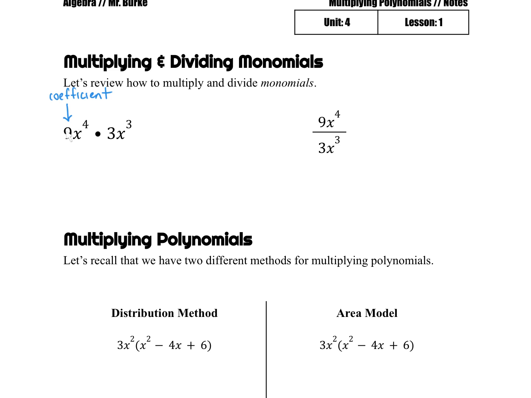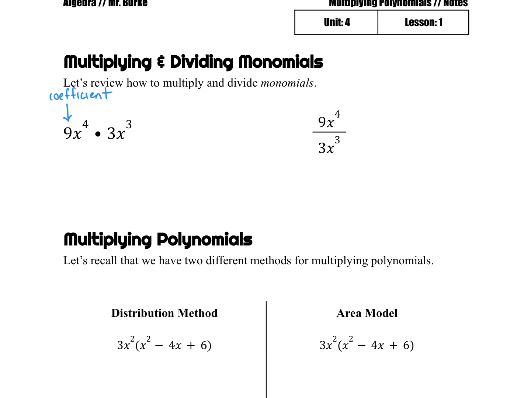So in this case, we're multiplying two monomials together. These are monomials because they are one term, as opposed to down here, I've got three terms. Terms are connected by pluses and minuses. Notice this is one term on its own being multiplied by another term.